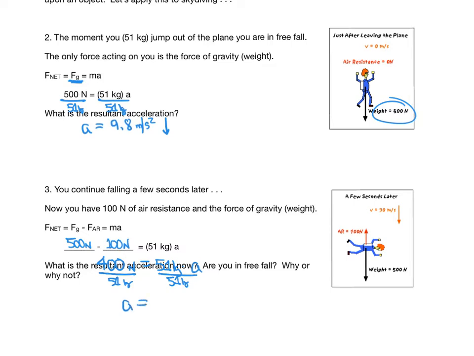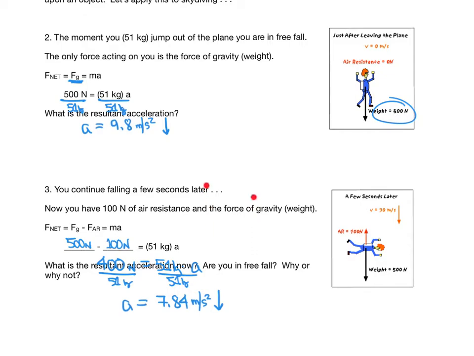So 400 divided by 51, again, we're doing it live, everybody. 7.84 meters per second squared. Still down, but our acceleration rate is less now, right? We don't accelerate at 9.8 because gravity is not the only force acting on us. We have a bit of air resistance. So again, our net force is 400, resulting in a lower acceleration rate. Skydiver is still gaining speed, but not at as high a rate as when we just jumped out.